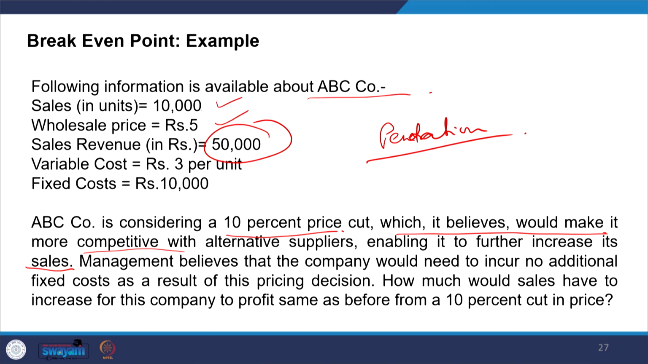Management believes that the company would need to incur no additional fixed costs as a result of this price cut. So, the company knows that if we are going to reduce this price and the volume increases, we would not require any further expansion of the plant, right. So, there is no fear of plant expansion or anything. So, with the reduction in price, whatever the demand will increase, that will be easily met within the plant capacity.